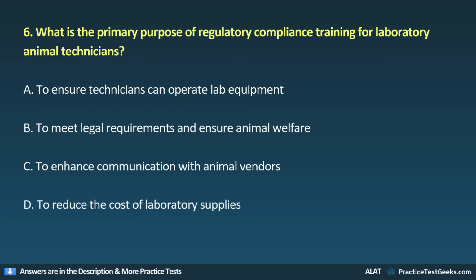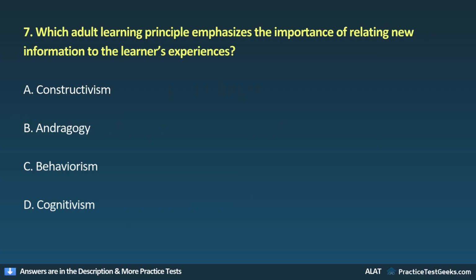6. What is the primary purpose of regulatory compliance training for laboratory animal technicians? A. To ensure technicians can operate lab equipment. B. To meet legal requirements and ensure animal welfare. C. To enhance communication with animal vendors. D. To reduce the cost of laboratory supplies.